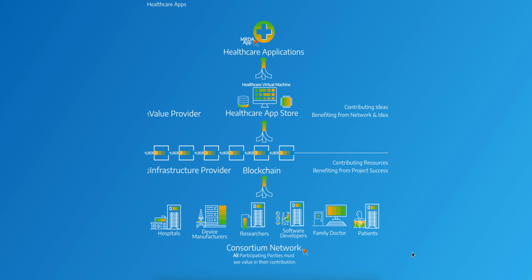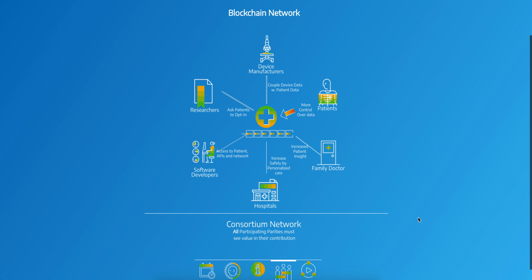Participating parties must see value in contributing to this network. And this value doesn't necessarily have to be financial, but it could be. A researcher could see value in this network because they need data, and that data is there. Let's talk a little bit more about that.